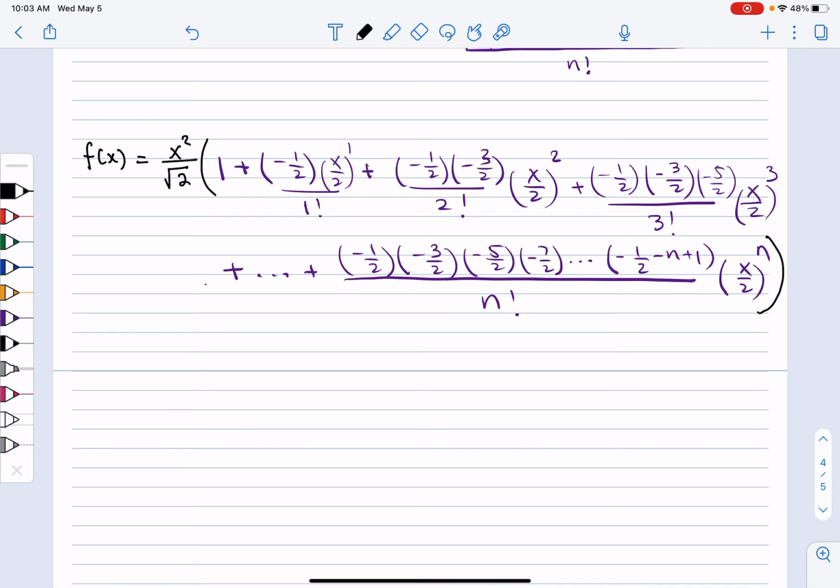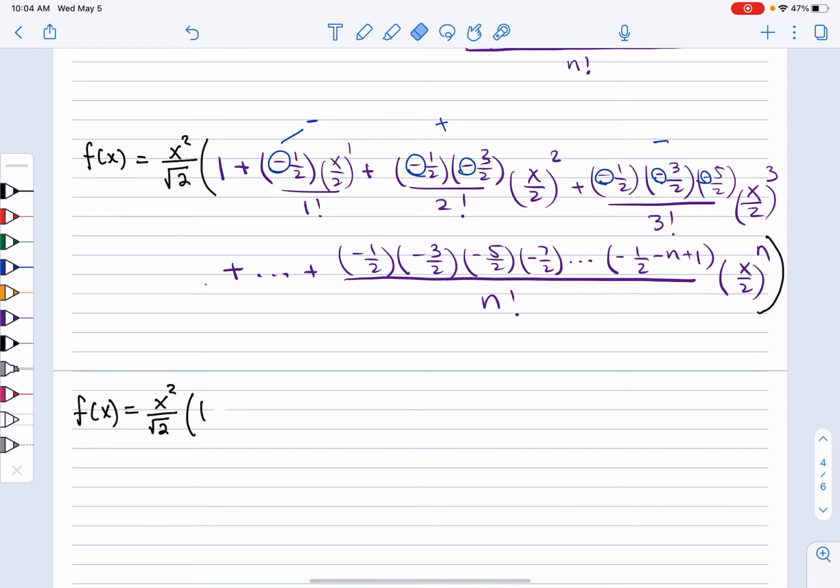Let's simplify this part a little bit more. So again, f of x is going to be equal to, we're going to have x squared over radical 2 times 1. I want you to notice that our signs are alternating. And why are they alternating? This is going to be negative, positive, negative. Your next term will be positive. The term after that will be negative, and so forth.